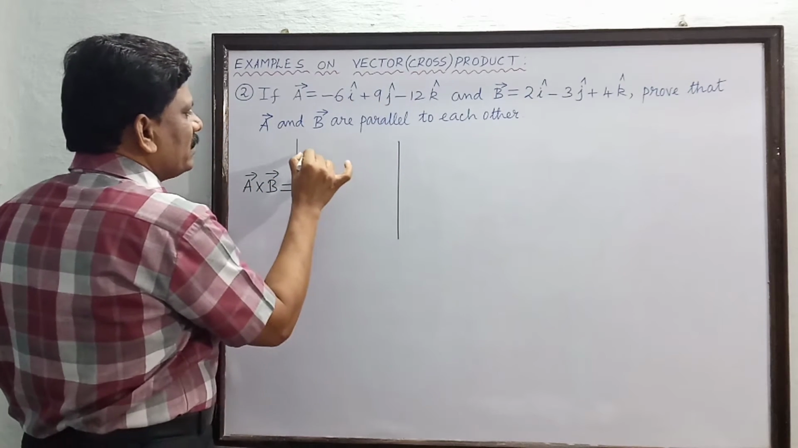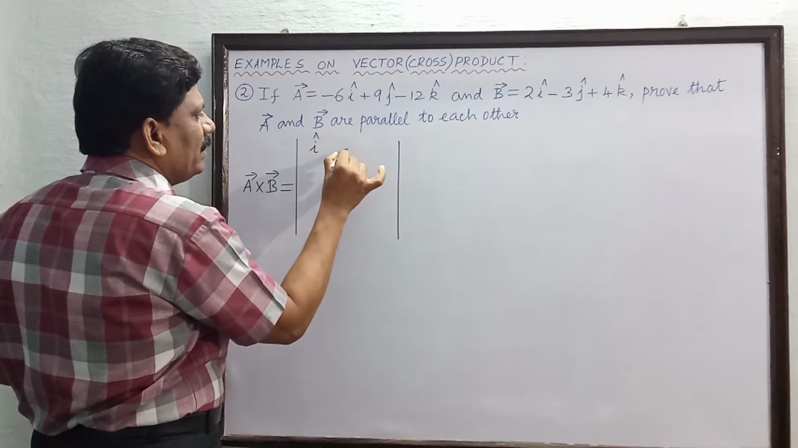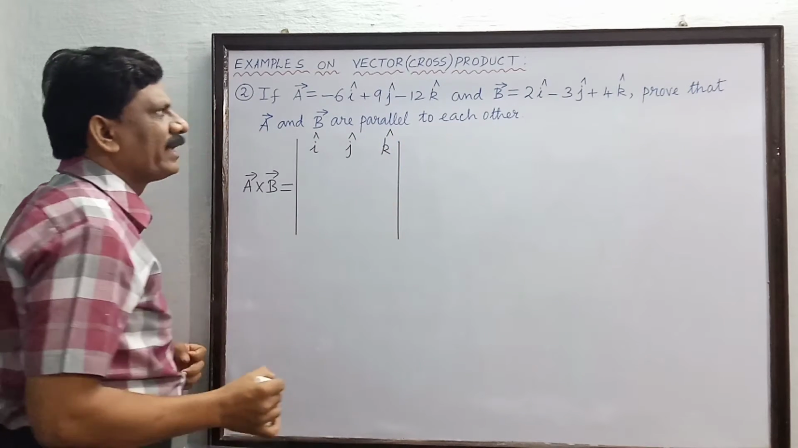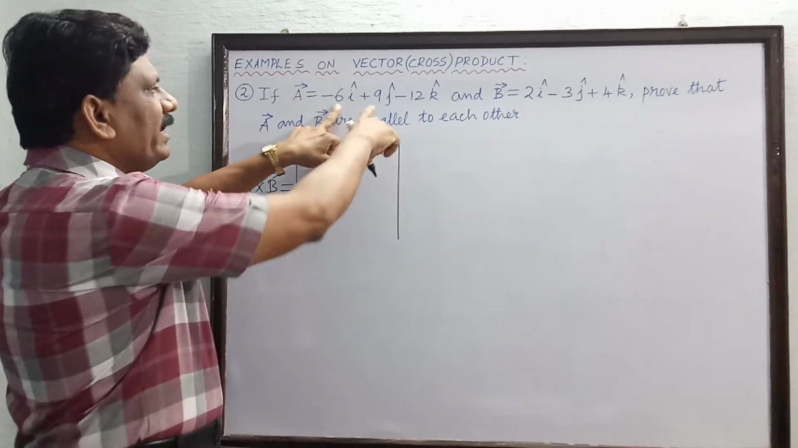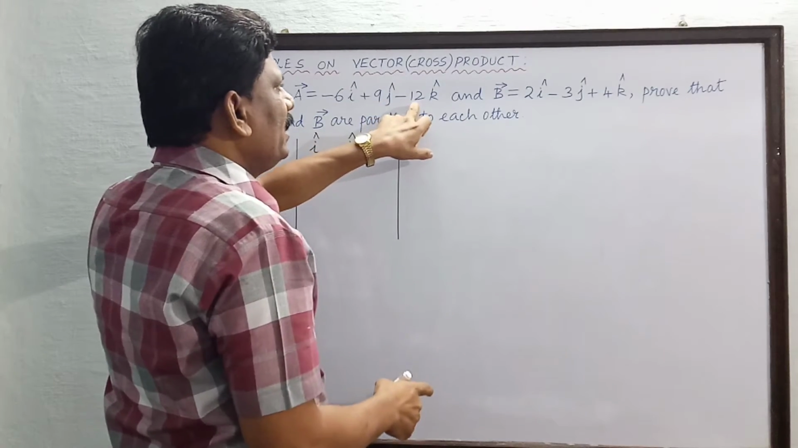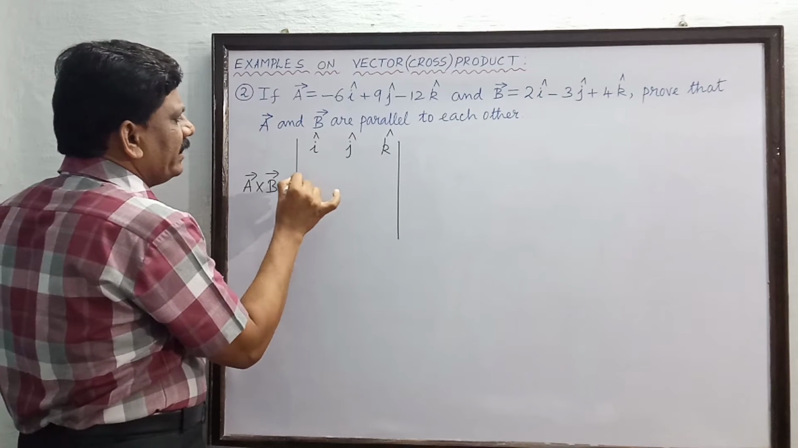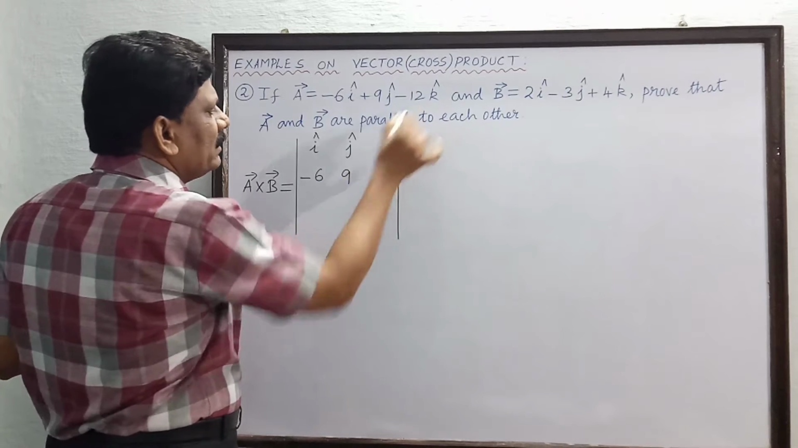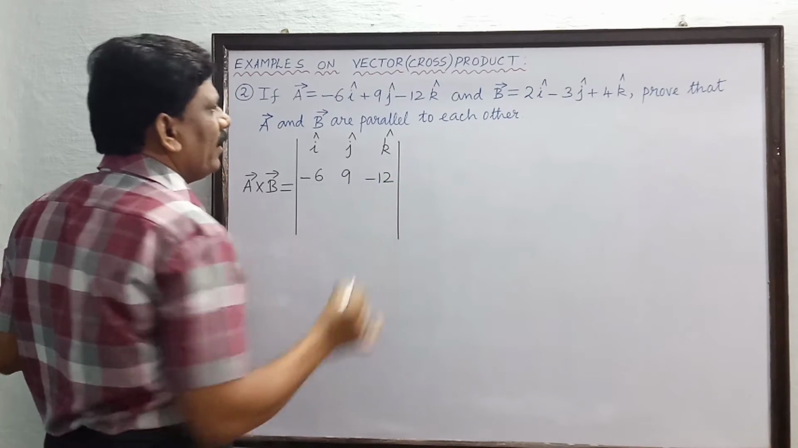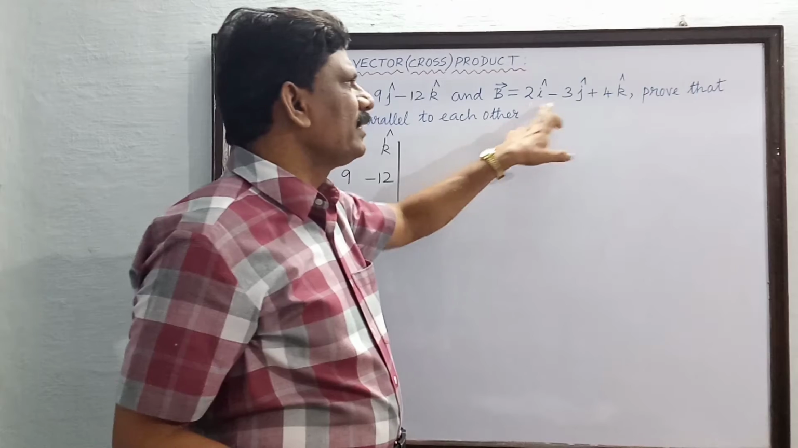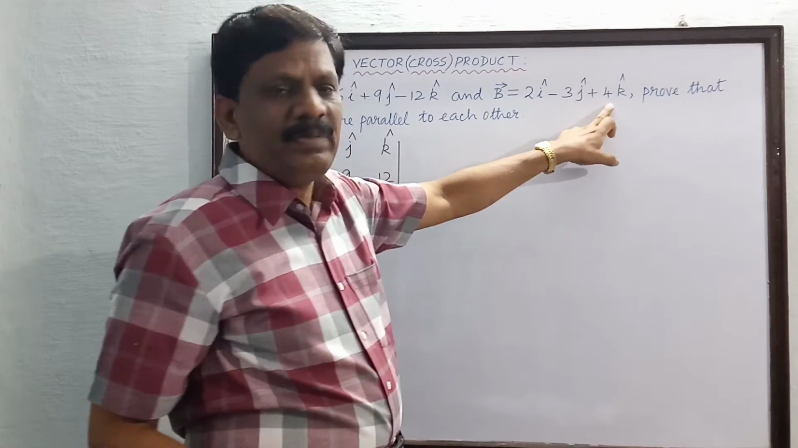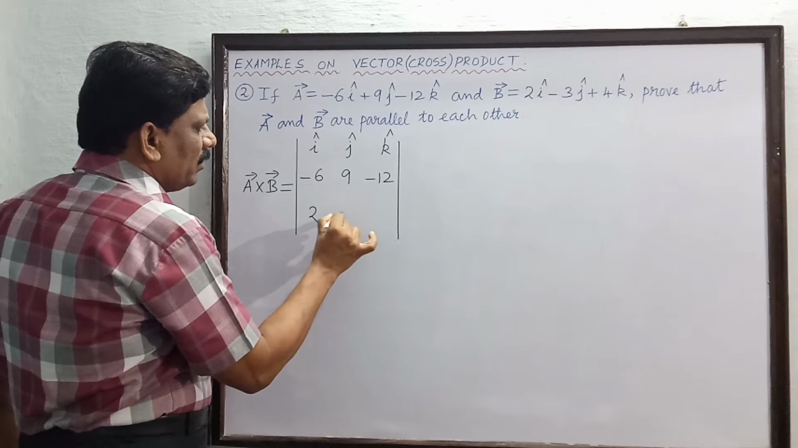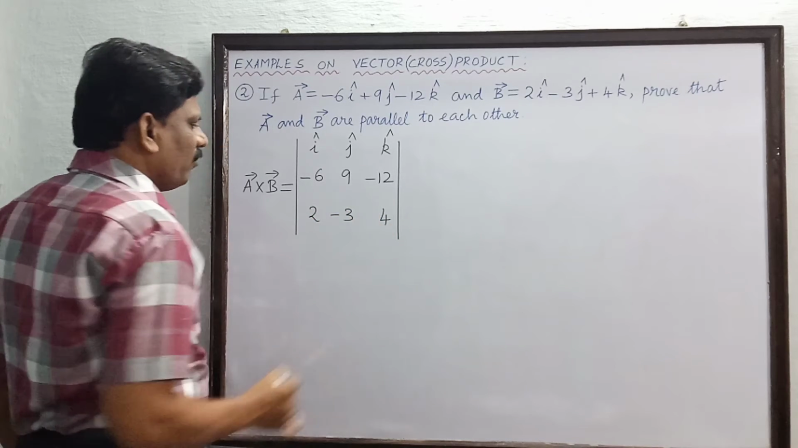For that, I am writing A cross B in determinant form. The first row is i cap, j cap and k cap. Then the coefficients Ax, Ay and Az: minus 6, plus 9, and minus 12. Then the components Bx, By and Bz: 2, minus 3 and 4.